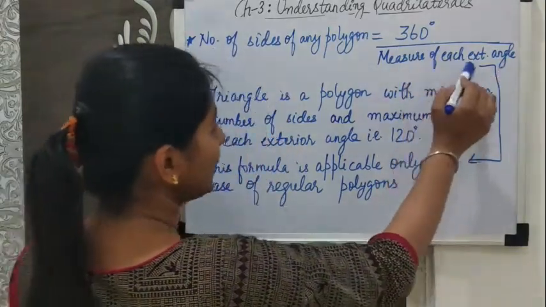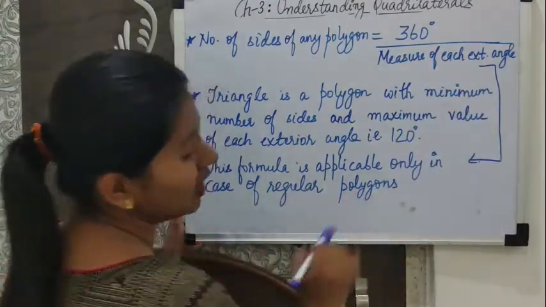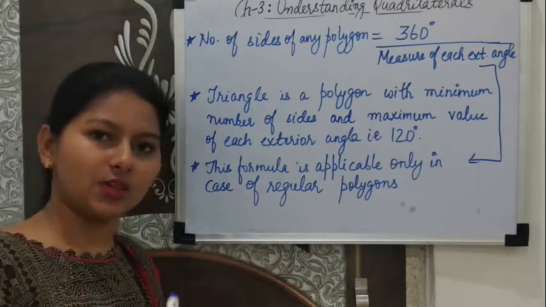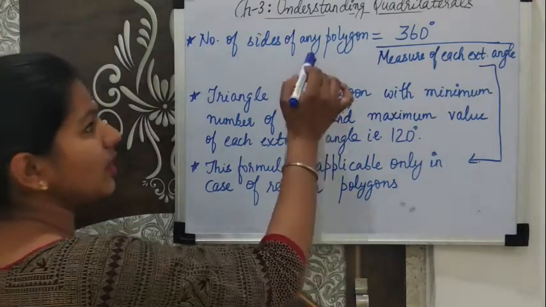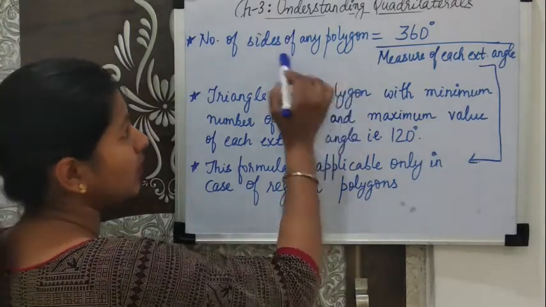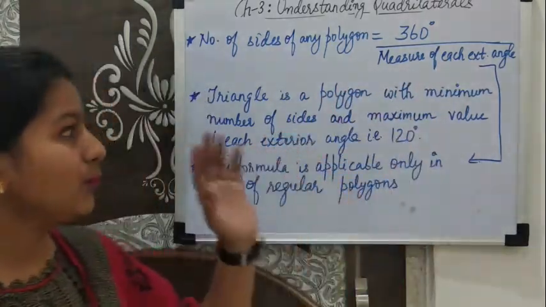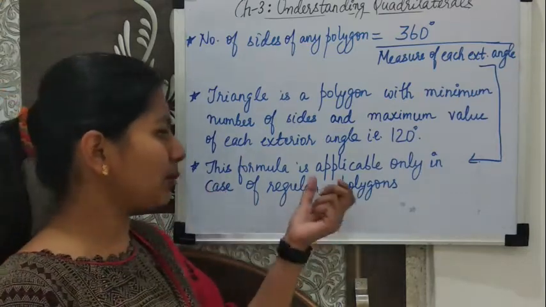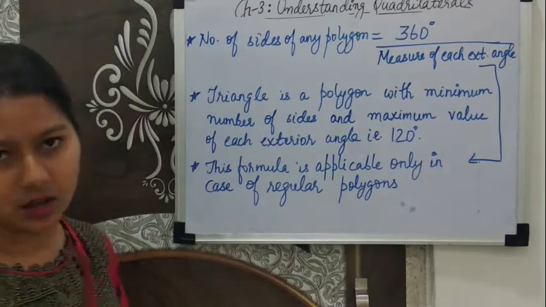And the important thing, this formula is applicable only in case of regular polygons. Regular polygons means all sides of the polygon are equal. If the sides are unequal, then we can't use this formula to find the number of sides or to find the measure of each exterior angle. So it's very important to check whether we are talking about a regular polygon or not. Then only we can think of this formula.